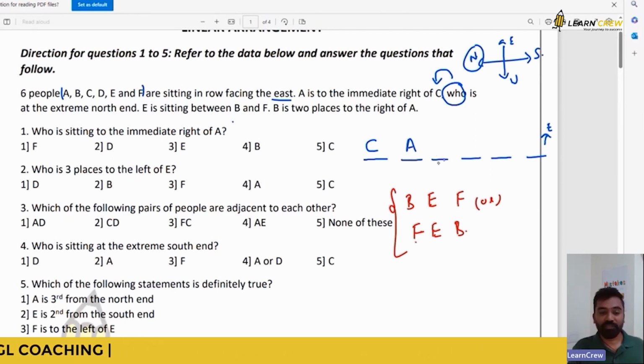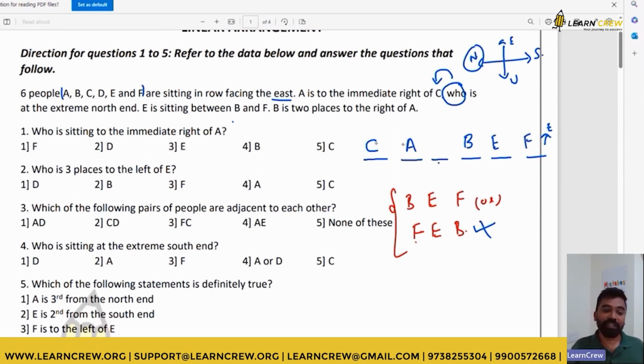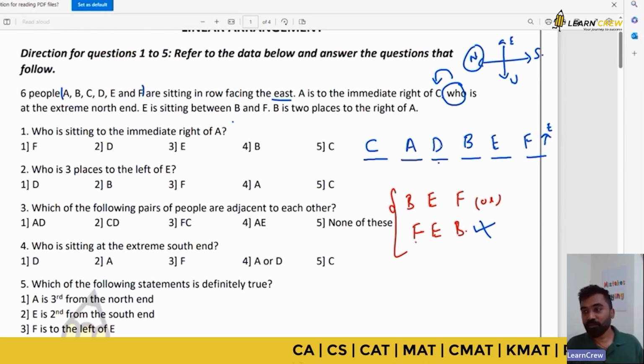So this is the first place, this is the second place. This is B, this is B. Now, if this is B, can I have FEB? Is this solution possible or no? No, so this is eliminated. Obviously, E is going to come here, F is going to come here. If we have completed C, A, B, E, F, which is remaining? D. This is your arrangement, what you need.